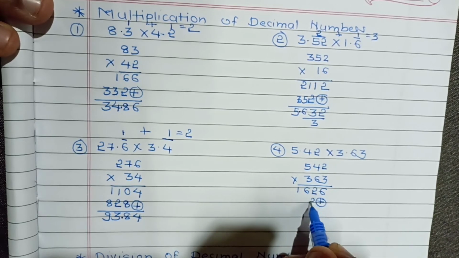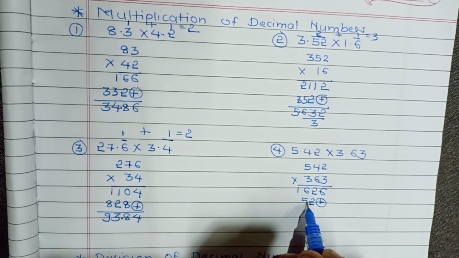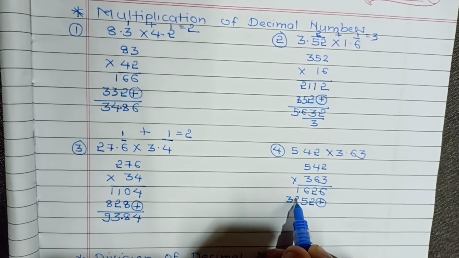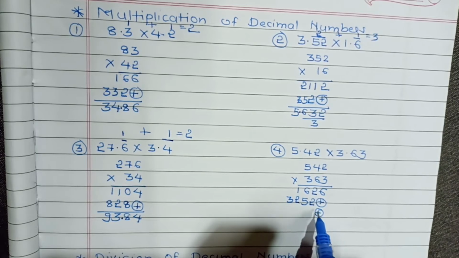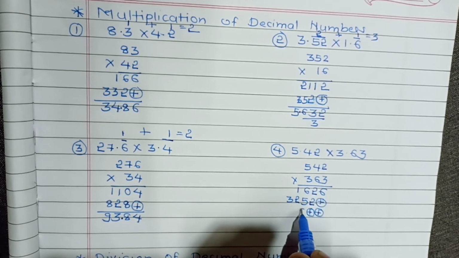6 2s are 12, 1 remains. 6 4s are 24, 24 plus 1 is 25, 2 remains. 6 5s are 30, 30 plus 2 is 32. Then 2 more plus sign you have to write here. 3 2s are 6, 3 4s are 12, 1 remains. 3 5s are 15 plus 1 is 16.